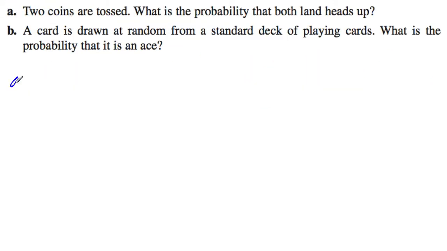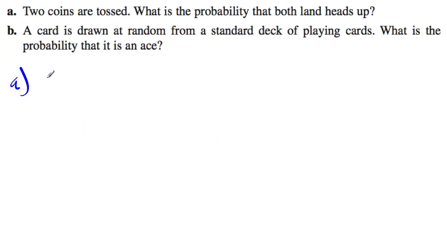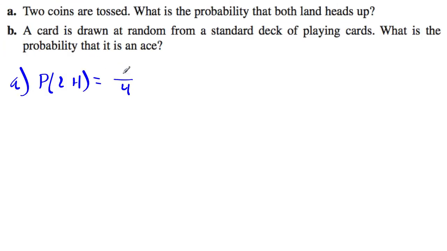So for A, we have 2 coins are tossed. What is the probability that both land heads up? Well, we can go back to our sample space before. If we flip 2 coins, what's in the sample space? Well, the sample space is 4. So the probability of 2 heads is over 4, and how many are 2 heads? Just 1. So 1 out of 4.